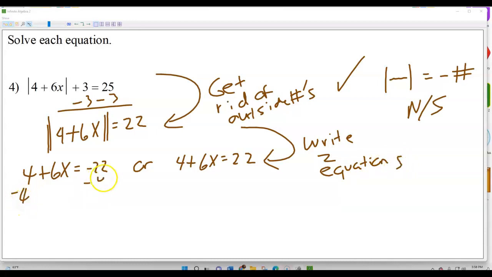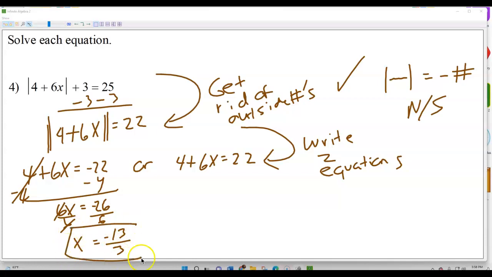So we're going to minus 4 on both sides. Gives me negative 26. Then we're going to divide by 6. Of course, we do want to reduce if possible, so I get negative 13 over 3. There's one of my answers. And then we do the same thing over here. So minus 4 on both sides.